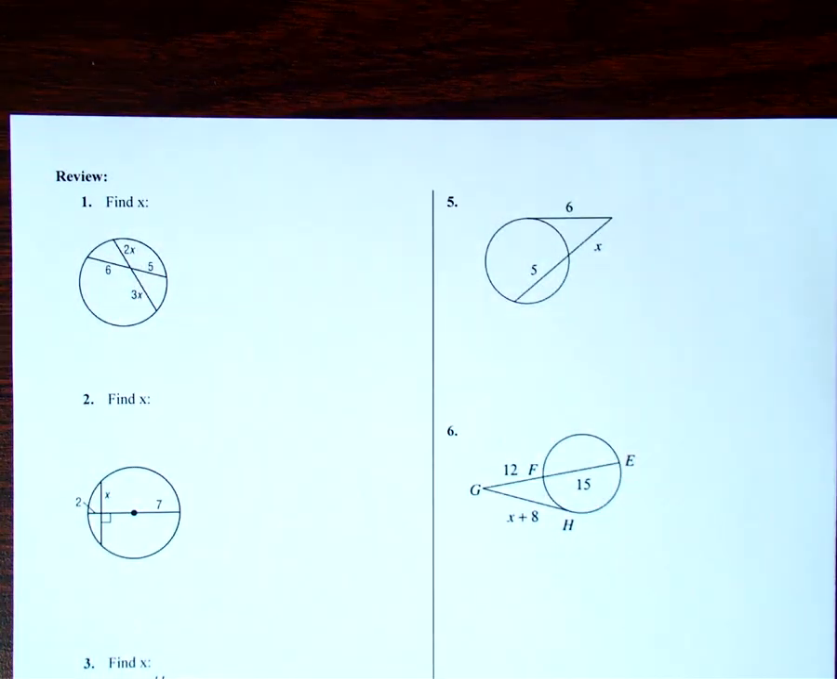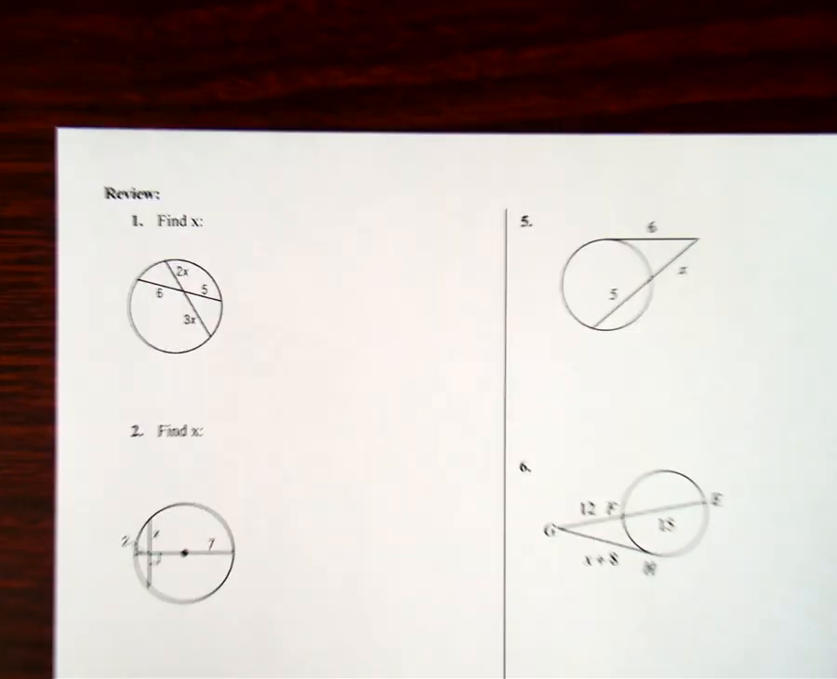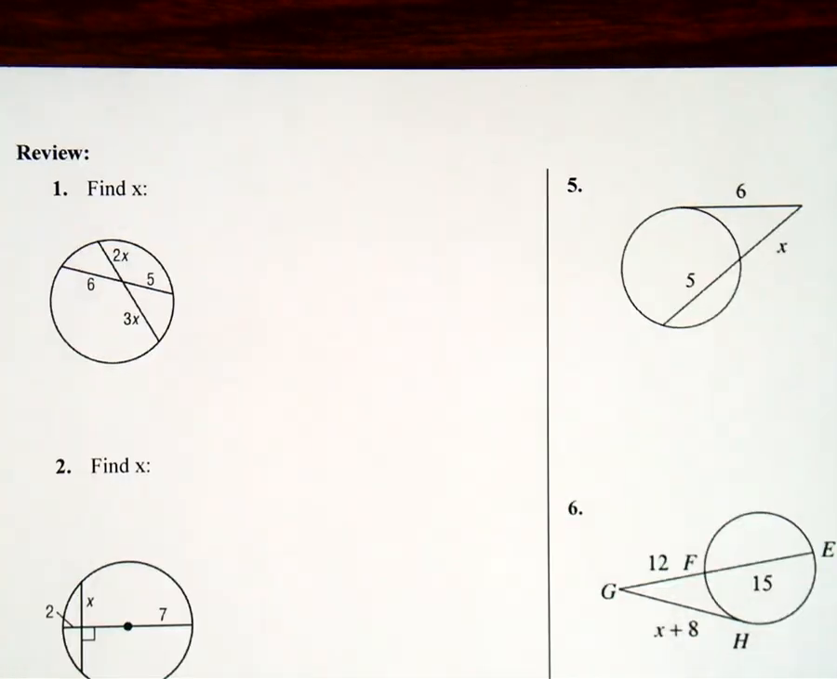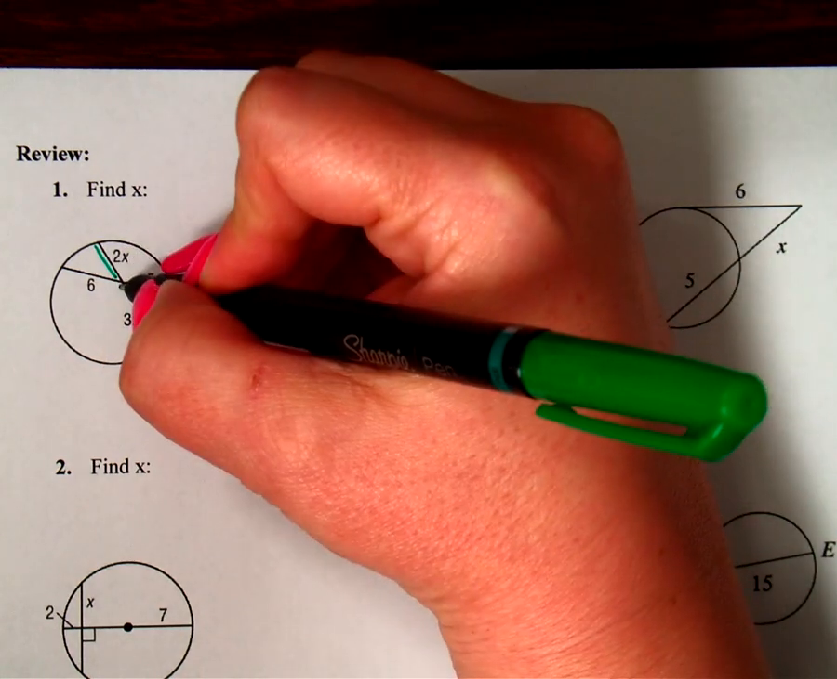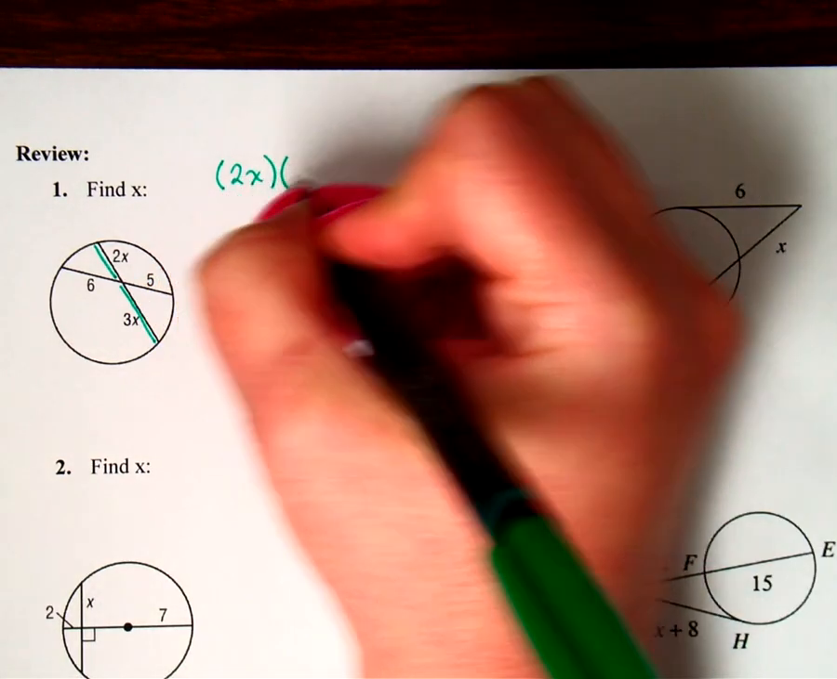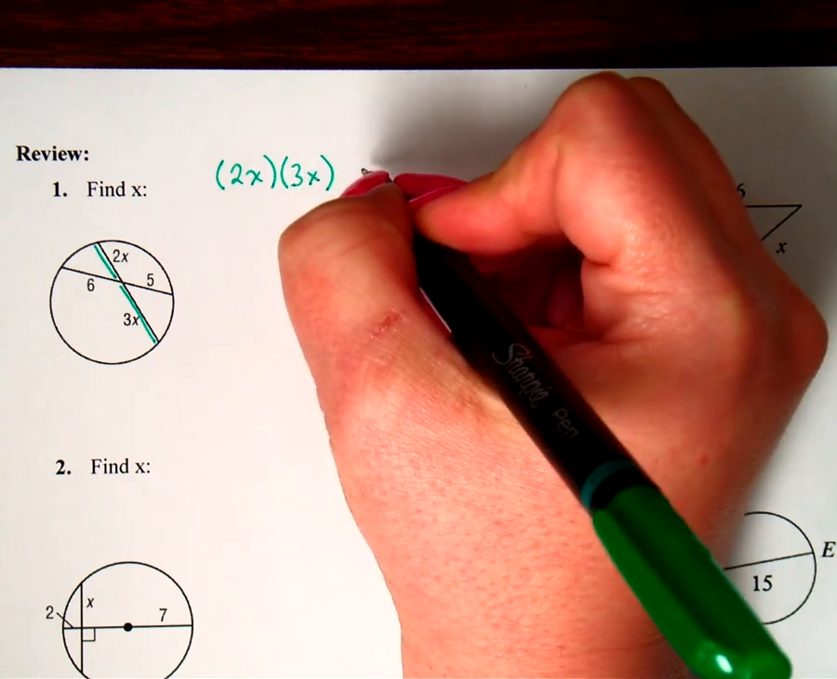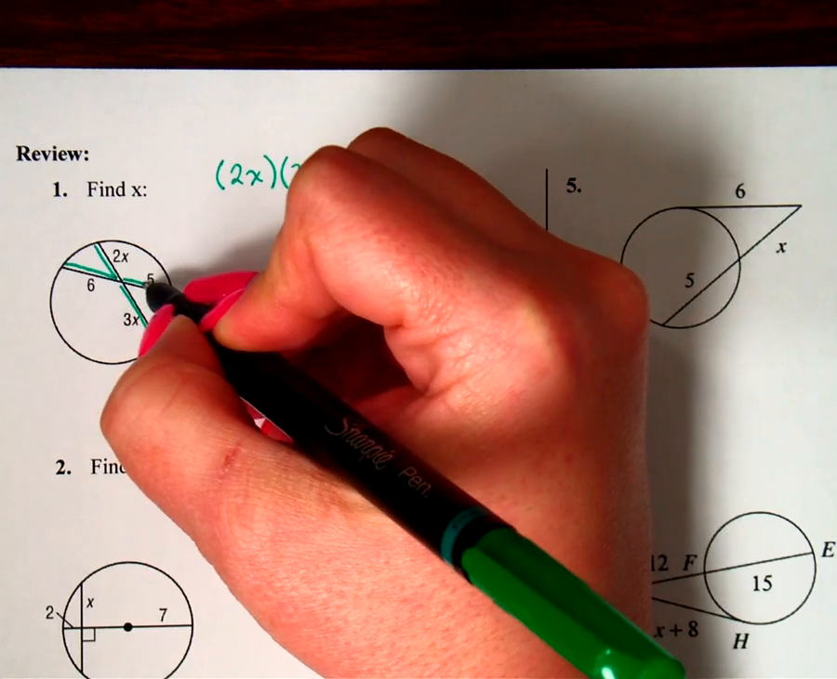And here we're going to kind of be mixing things. Okay, notice this time I'm not dealing with a secant or a tangent. I have two chords. And we said at the very beginning of the first set of notes for today that if we have two chords that intersect, we can say that the little pieces that are made, my 2x here and my 3x here, if I multiply those together, 2x times 3x, that's going to be equal to the pieces here, 6 and 5.